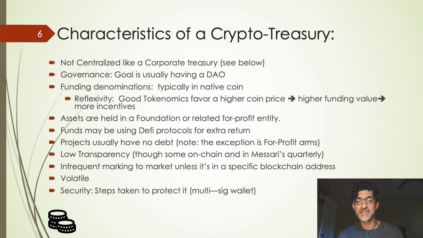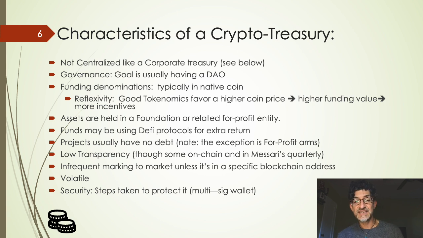I suggest you print it. I'm only going to focus on one or two or three factors here. So what are the characteristics of a cryptocurrency treasury? I already mentioned them before. They're not centralized. The governance now is as good as corporate governance, but they're moving towards a DAO, a decentralized autonomous organization. The funded denominations are usually in the native crypto coin.